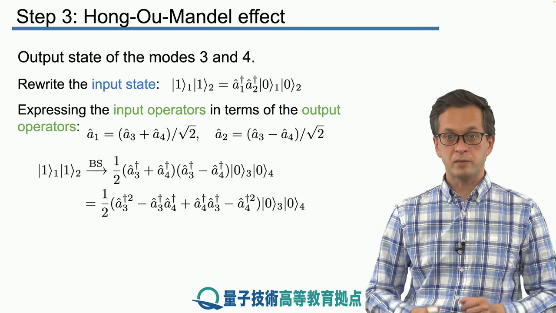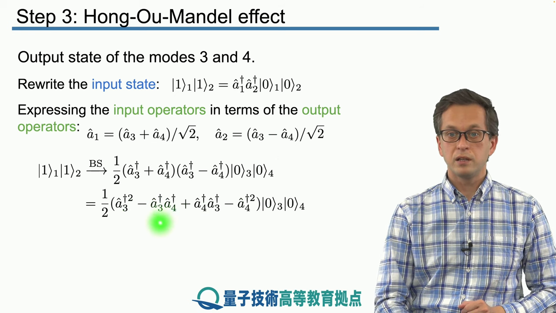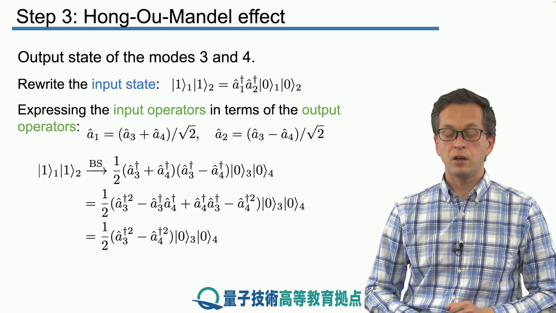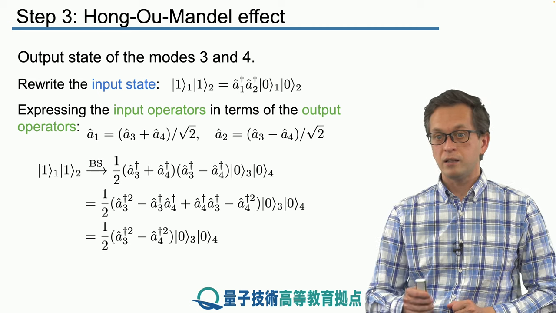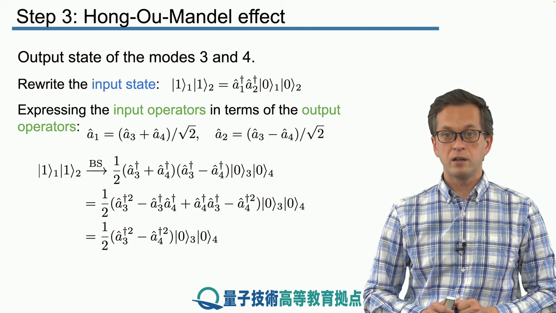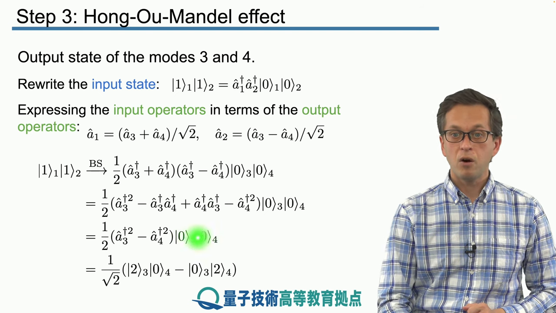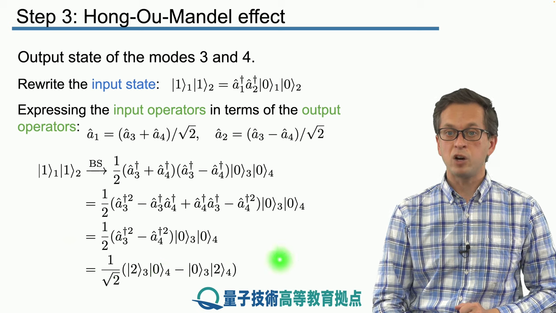So again, let's expand. And we get the following expression. And we see that here in the middle, this A3 dagger, A4 dagger commutes also with A4 dagger, A3 dagger. So these two terms will cancel. All we are left with is a double application of A3 dagger and a double application of A4 dagger, meaning we create two photons in mode 3 and we create two photons in mode 4. So this is our output state.